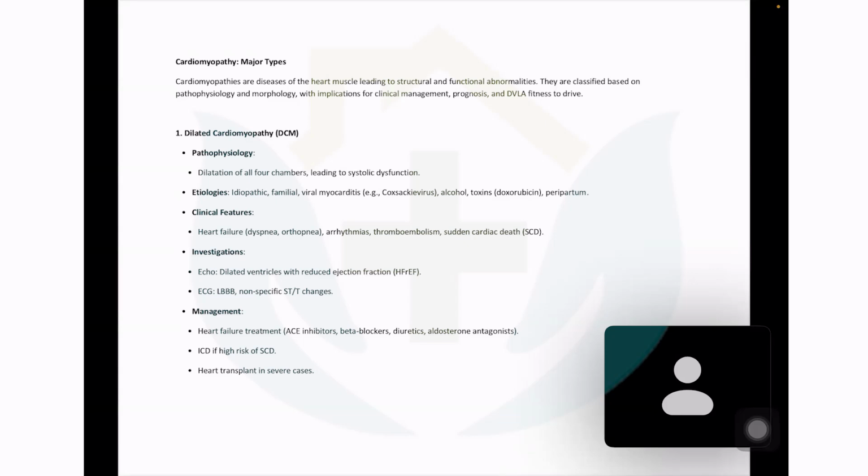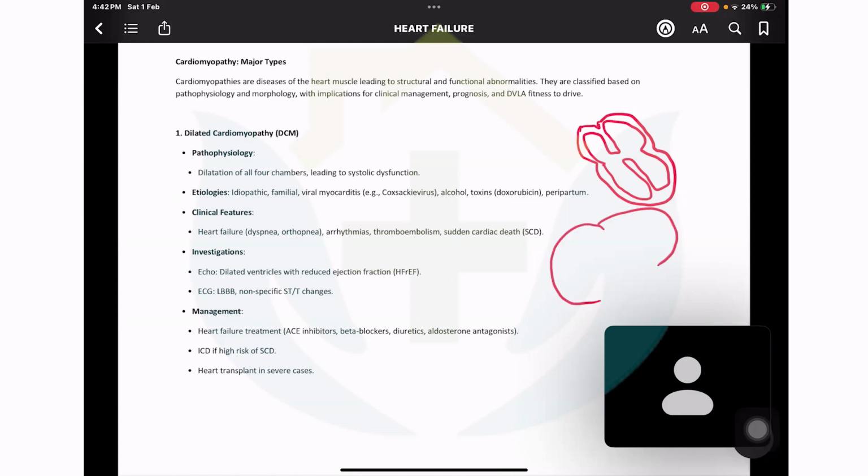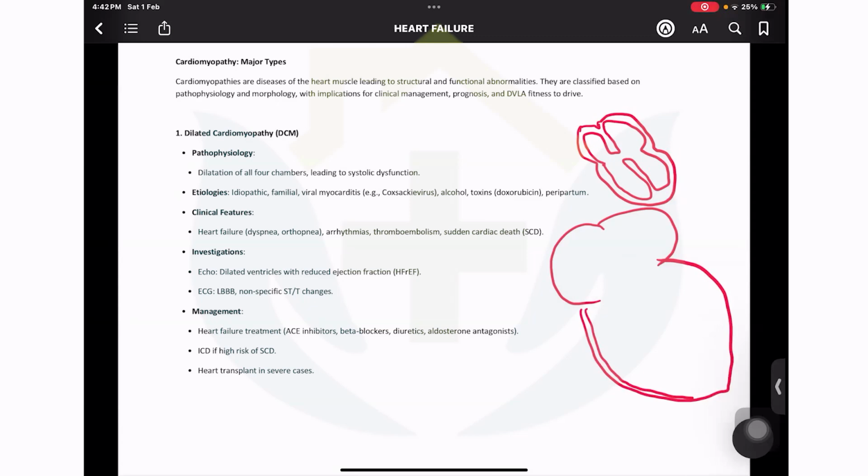Now, we will start with the most common and most commonly asked cardiomyopathy in the exams, that is DCMP. DCMP is basically when all of the chambers are dilated. If this is the normal heart, then in case of a dilated heart, we will see a thinned out LA, thinned out RA, and thinned out ventricles.